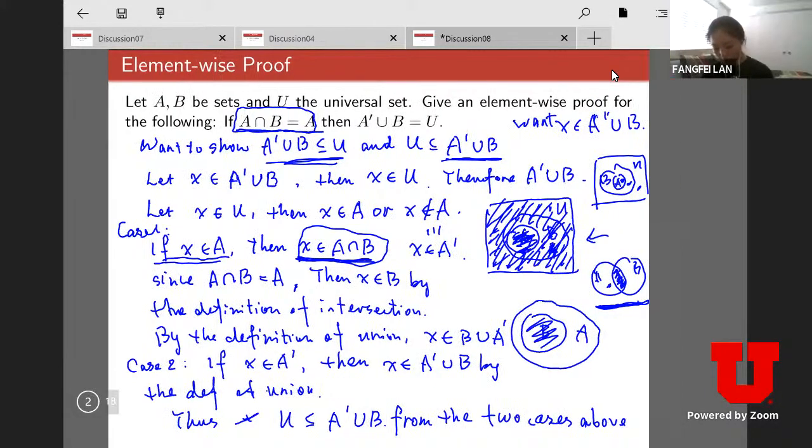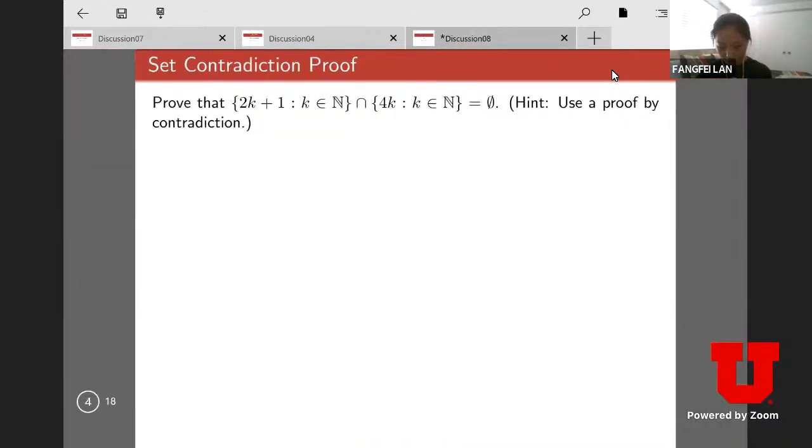Awesome. Shall we move on? So this is a set contradiction proof. Prove that these two sets have empty intersections.